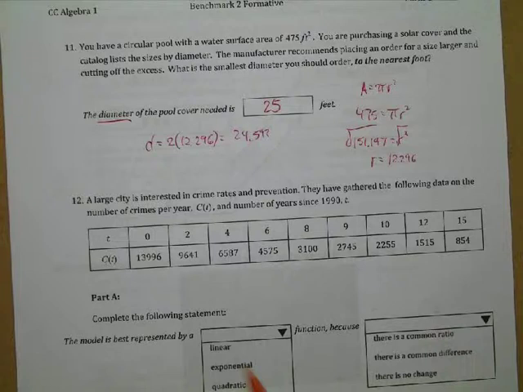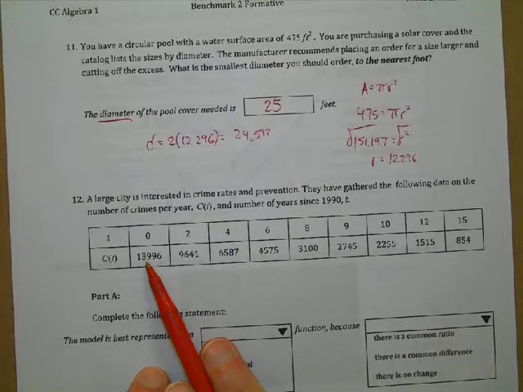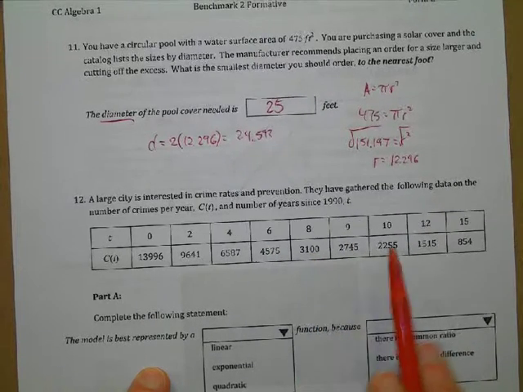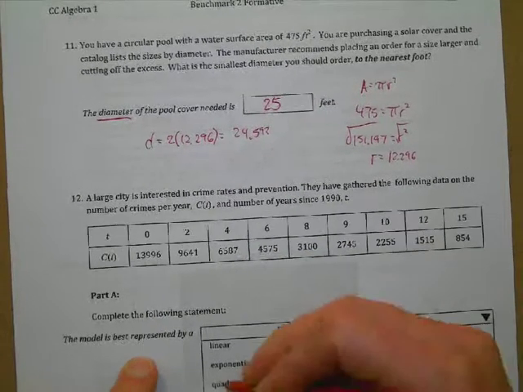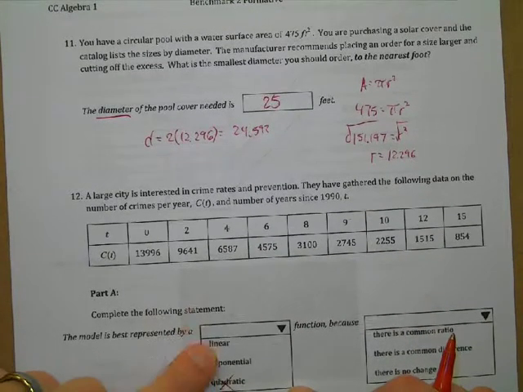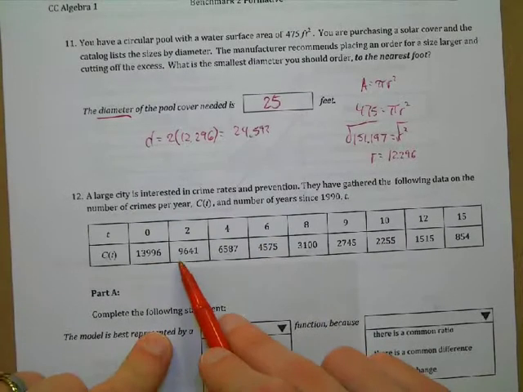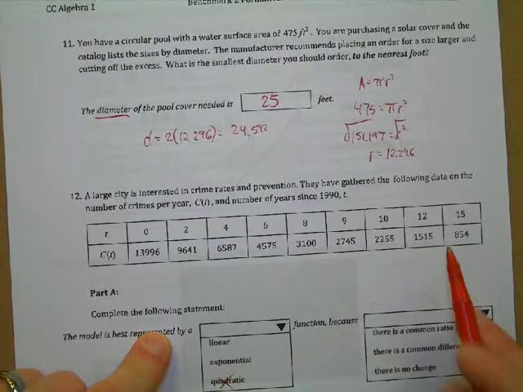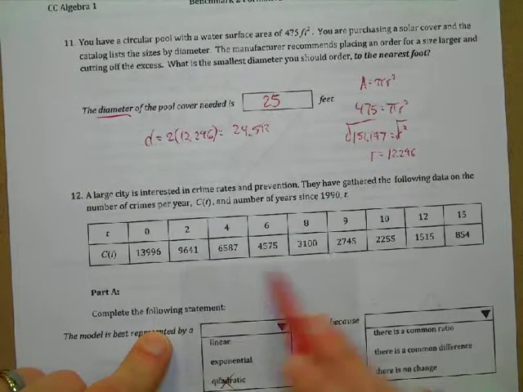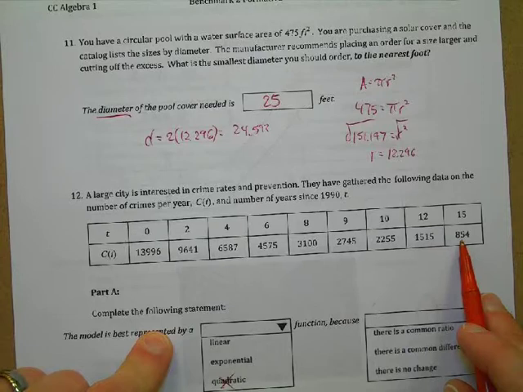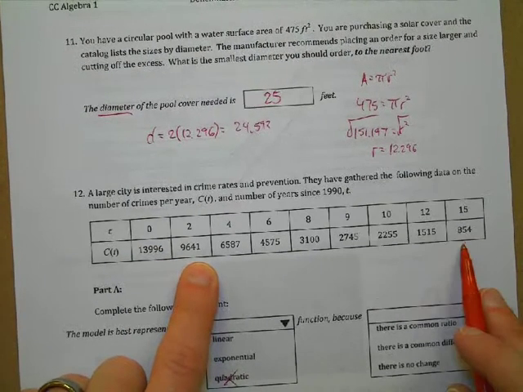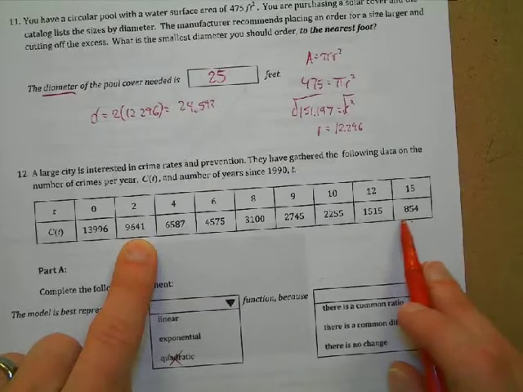Well, let's look at our data here. We had 13,996, then 9641, then 6587, 4575, 3100, 2274. So we see we're going down every time here. So it can't be quadratic, because quadratic would be with increase and decrease here. Okay? Let's look at linear, exponential. Linear. If it's linear, we're going to go down by the same amount each time. Now, I can see right away that to go from 13,996 to 9641, and then down to 6587, and all the way down here, we're going to go from 1515 down to 854. There's no way that this distance, from 13,996 to 9641, is the same as 1515 to 854. They're definitely not the same.